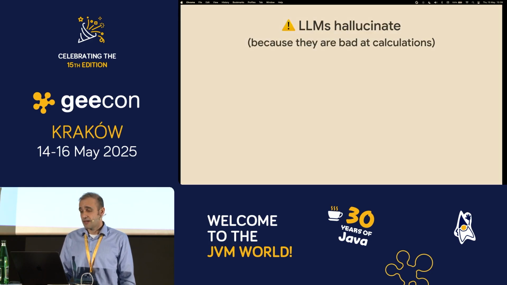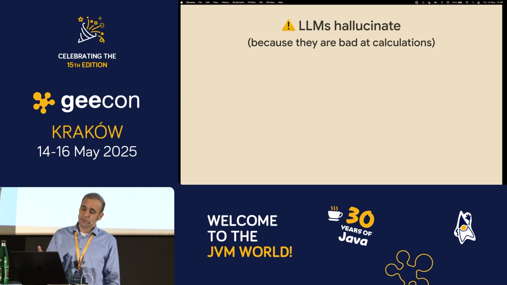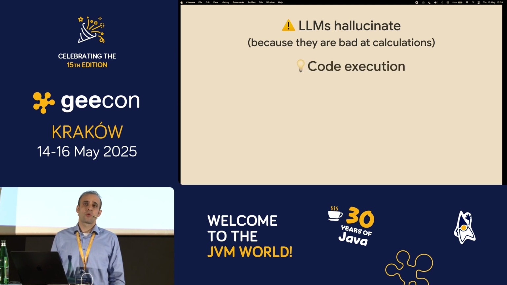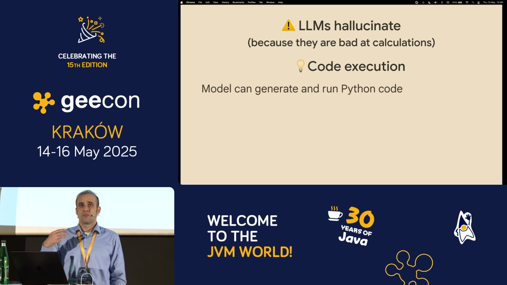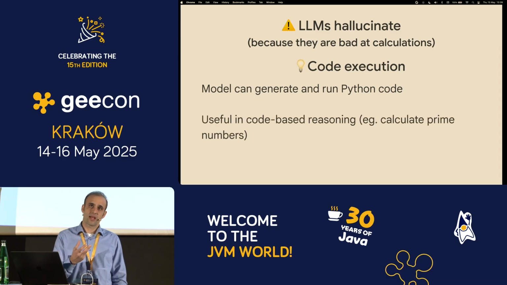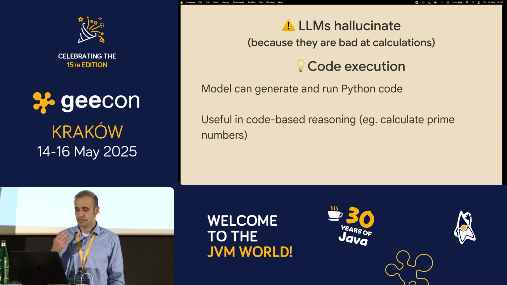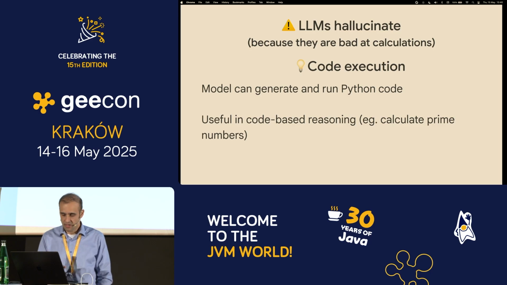The other one is, LLMs might hallucinate because they are not good at calculations, but you can use something called code execution. This is another tool that you can enable. The idea of code execution is that when you enable it, the model can generate and run Python code. And since it can generate the Python code and run it in a sandbox, it can give you better answers, especially if the answer requires some kind of calculation.